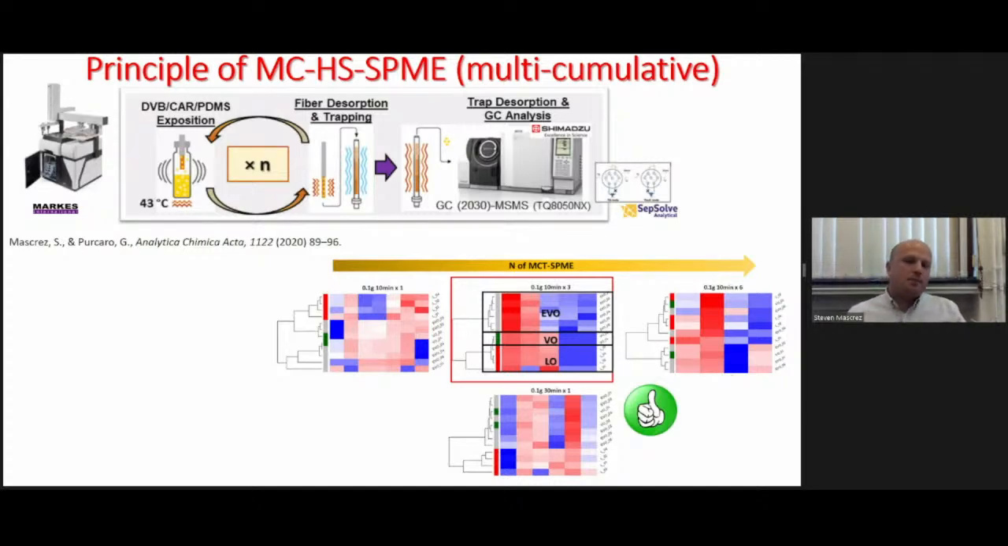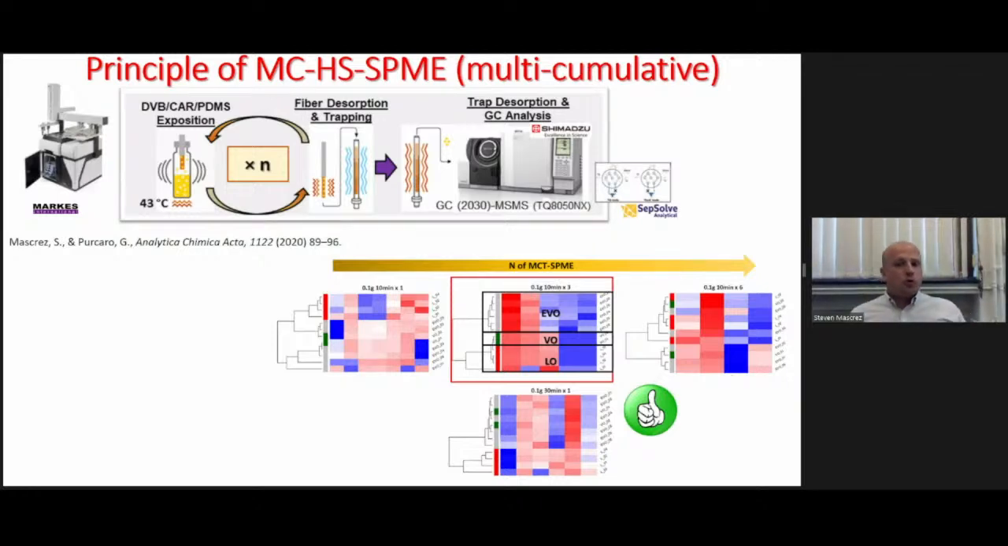So saturated means that we can put a large amount of sample, and non-saturated means it's lower. We show that at lower sample volume, at non-saturated headspace, we can extract much more information for the semi-volatiles, because when we increase the volume, we gain in sensitivity, but more for the more volatile compounds. At the opposite, we increase the extraction more for the semi-volatiles.